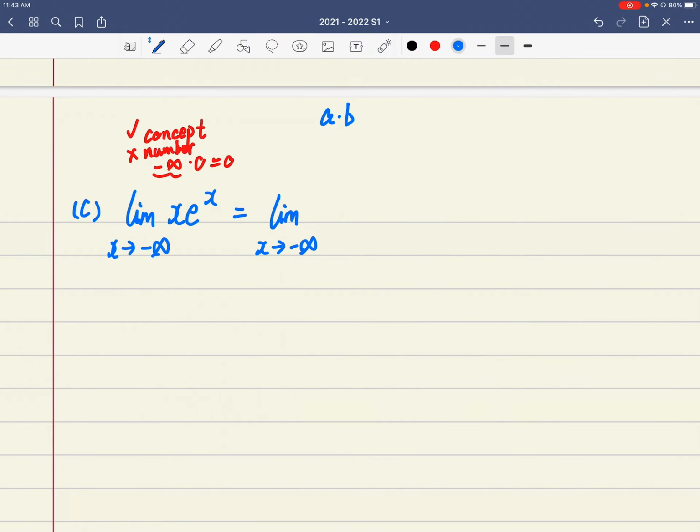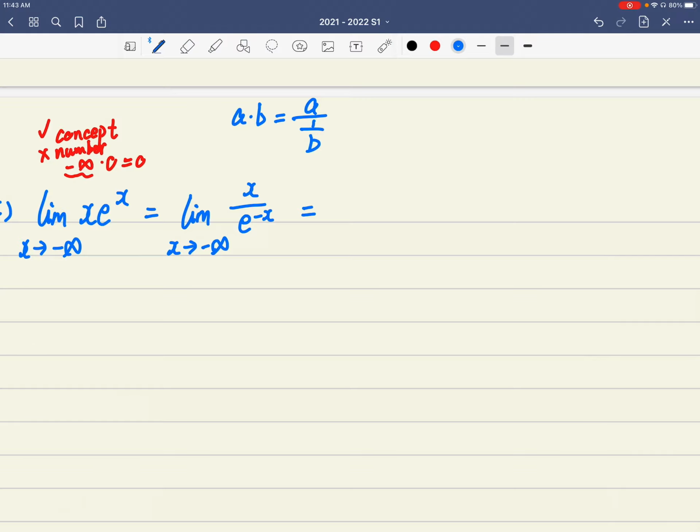a times b is the same as a over 1 over b, so it is x over e to the power of negative x. Now you do the substitution when x is negative infinity. The top is negative infinity, and the bottom, e to the power of positive infinity, is positive infinity. So it's the limit as x approaches negative infinity. Because it's infinity over infinity, it doesn't matter if it's positive or negative.